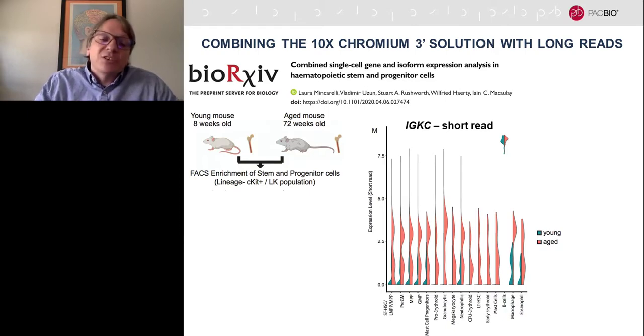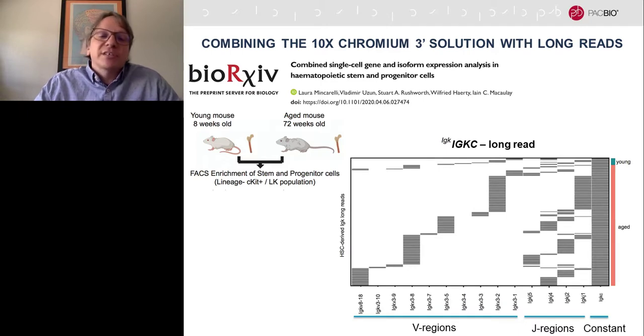And a really interesting result that I thought came out of this is that they saw that in the IGKC locus, so this is an immunoglobulin gene, in aging mice, the amount of IGKC expression in short reads was quite increased. So that's the red here versus the blue. But when they went over and looked at the same data with the long reads, they could actually see something far more interesting, I think.